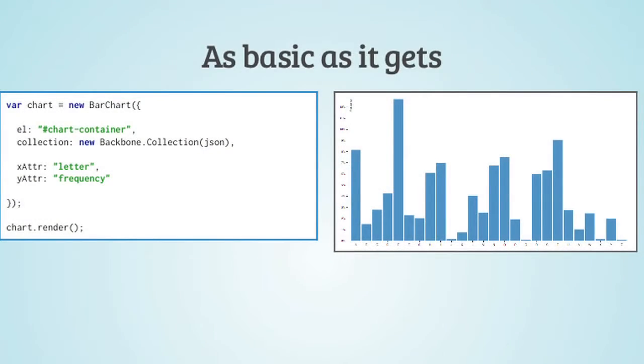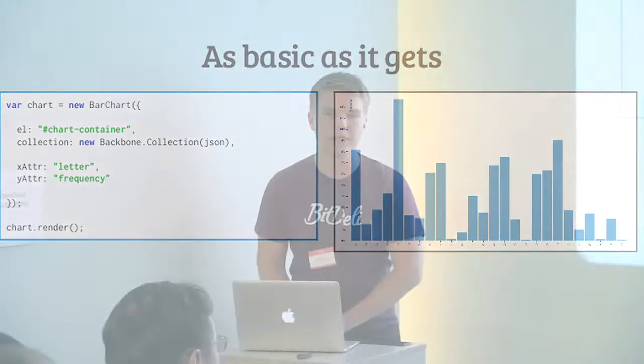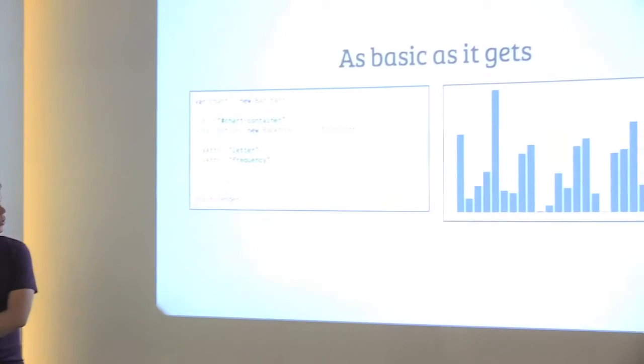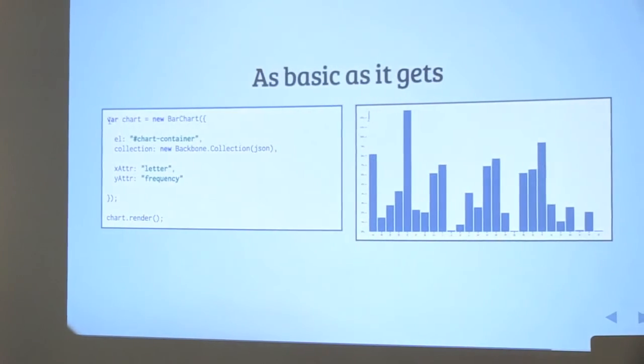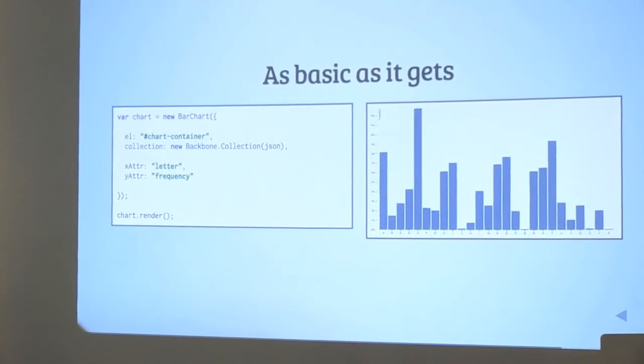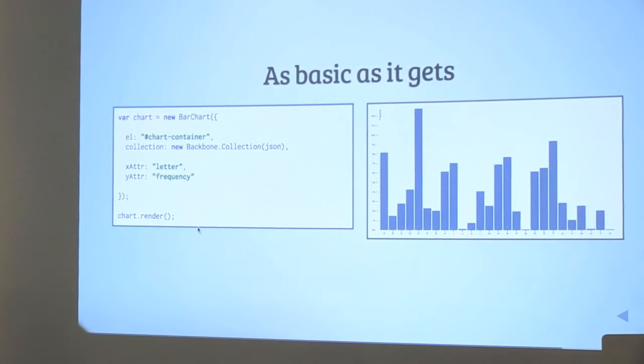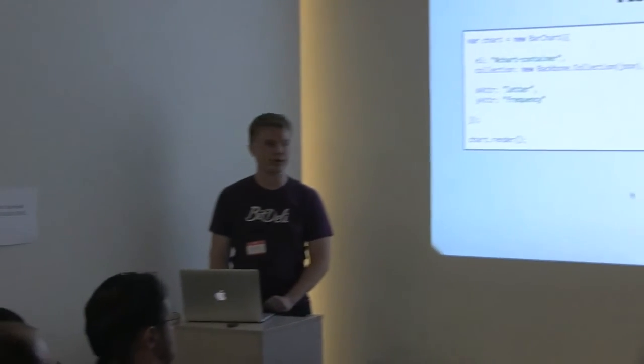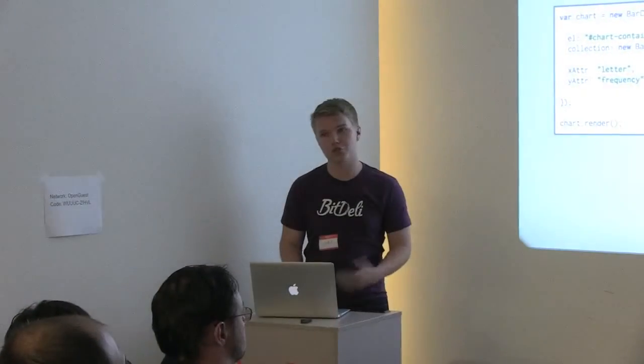So this is pretty much as basic as it gets. There's a lot of stuff that wasn't shown, but these are the basic steps that could be taken to wrap D3 in Backbone. And what we see here is the end result. We'll just create the bar chart object, and then we render it. And it runs all the axes, it runs all the scales, it runs all the bar rendering. And the end result should look the same.